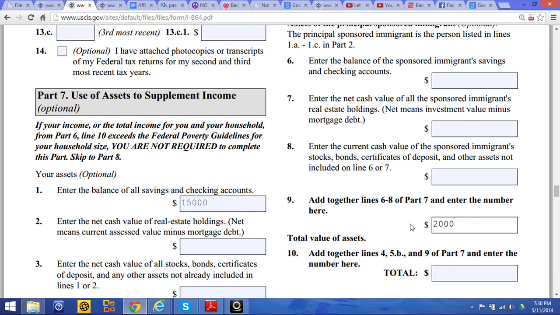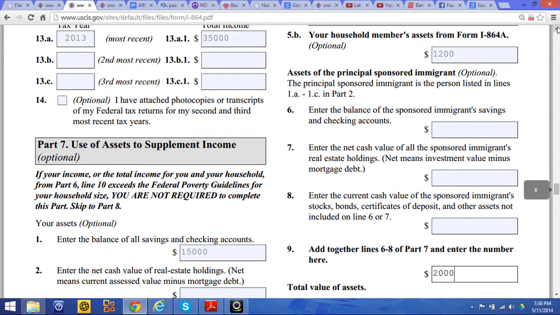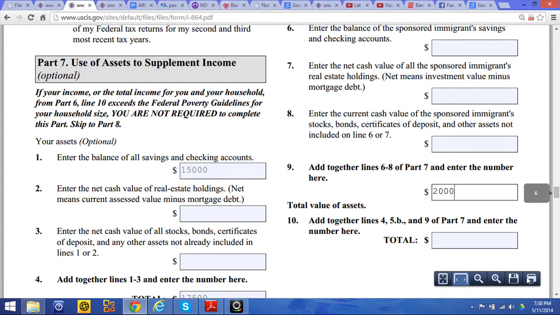So let's say 17,500 plus 2,000 gives me 19,500, plus, let's say, 20,700. Just give a number. That's the total asset, 20,700. This is just an example. That's really the total of assets.